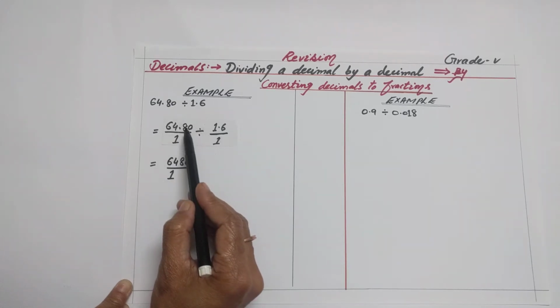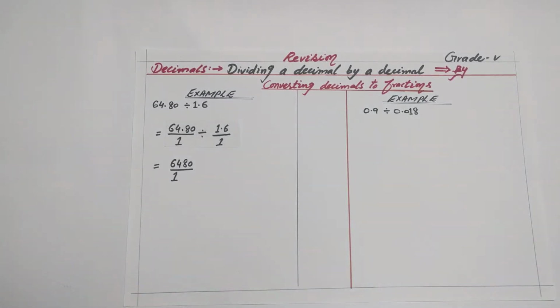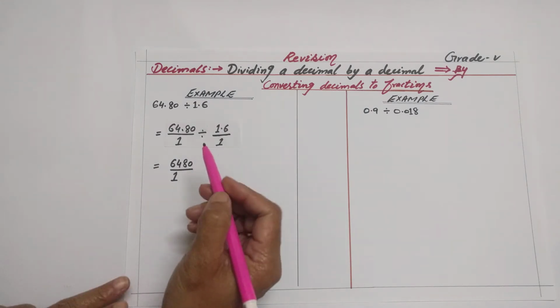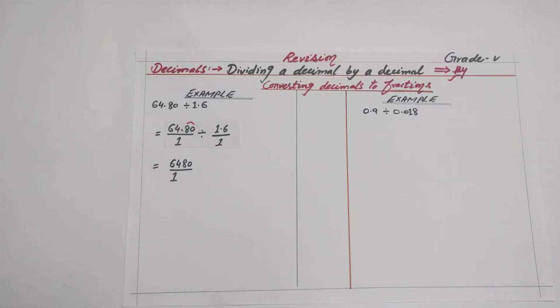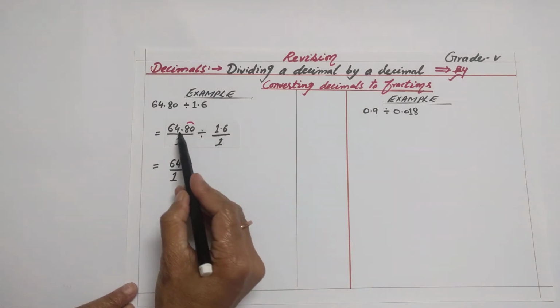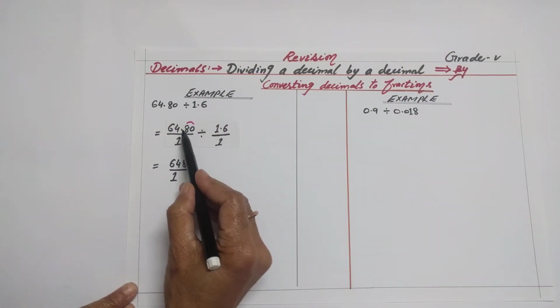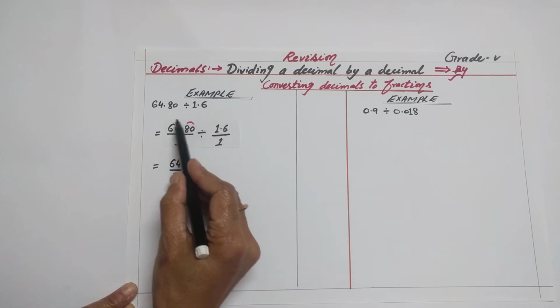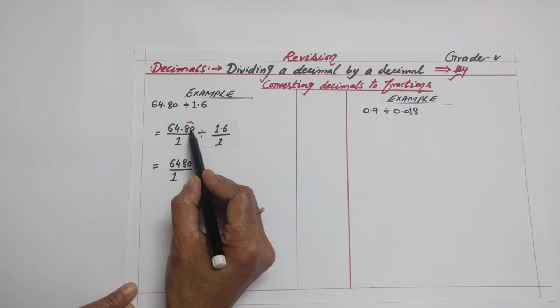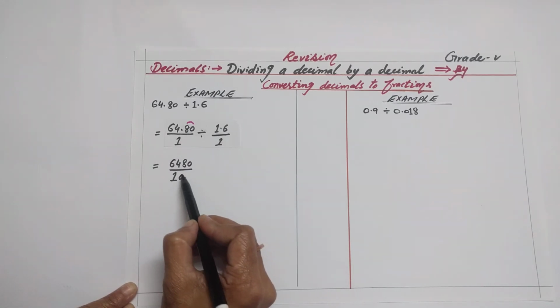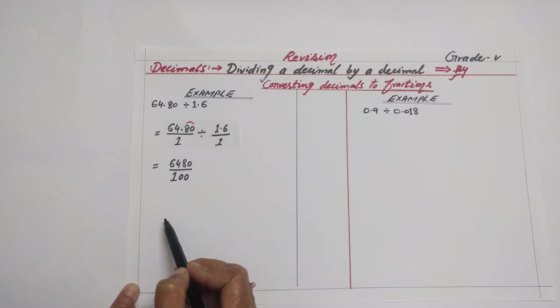In this decimal number we have two decimal places. What is a decimal place? Decimal place means the number of digits after the decimal. Here we have two decimal places because we have two digits after the decimal. So when we remove the decimal from this decimal number, we will put the zeros according to this decimal place. We have two decimal places, so we will put two zeros in the denominator.